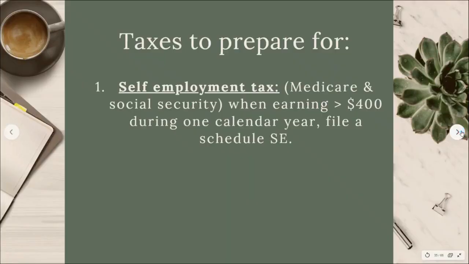As a small business owner, there are several taxes that you have to prepare for. The first one is self-employment tax. This is your Medicare and Social Security. This is when you will owe taxes when you earn more than $400 in one calendar year. You will need to file a Schedule SE. I typically put about 20% of my earnings each month aside so that I have no surprises and I am not blindsided when taxes are due and I owe.